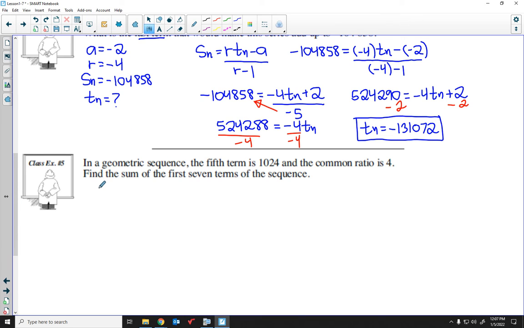All right, so I know when n is equal to 5, term 5 is 1,024. The common ratio is 4. And I want to find S7. The problem with this question is, regardless of which sum equation you use, you need to know what the first term in the sequence is, or the first term in the series is. So we need to figure out this first.